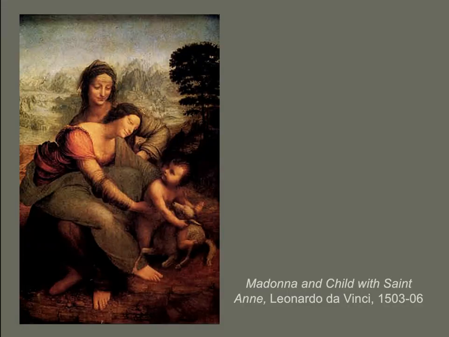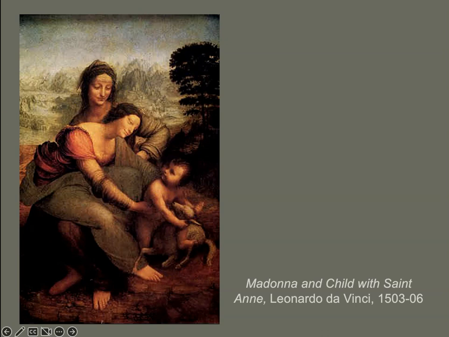This is Madonna and Child with St. Anne from 1503 by Da Vinci. This particular painting was actually left unfinished. We do see a triangular composition here as well. So if you look at St. Anne, Madonna, and the Child here, you can see that they're grouped in a triangle.